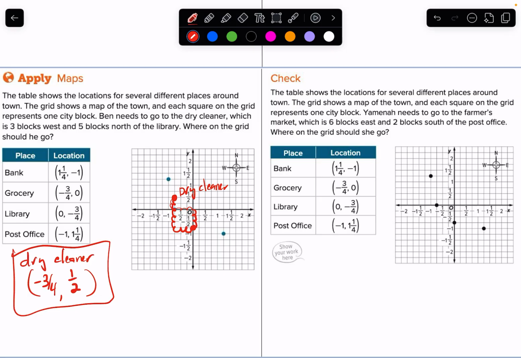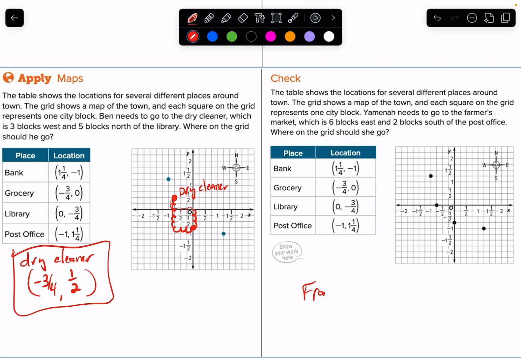Okay. Now let's run a check. The table shows the locations for several different places around town. The grid shows a map of the town, and each square on the grid represents one city block. Yamina needs to go to the farmer's market, which is 6 blocks east and 2 blocks south of the post office. Where should she go? Where on the grid should she go? She needs to go to the farmer's market.